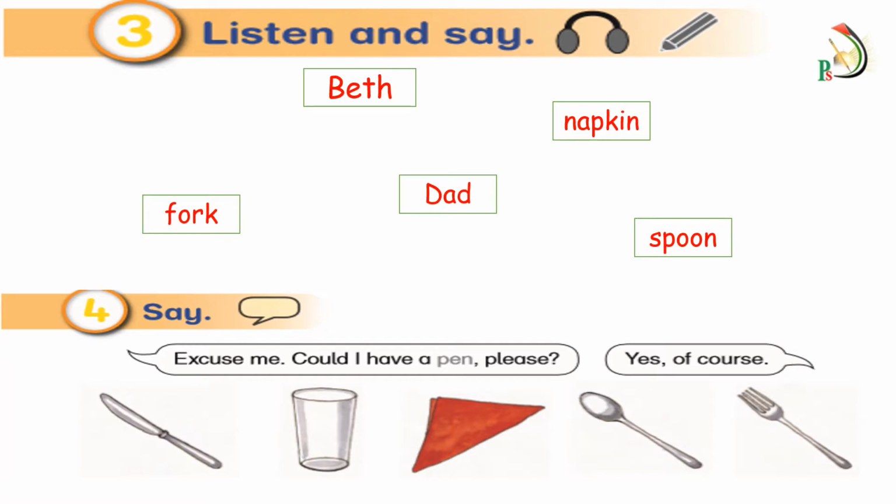Excuse me, could I have a napkin, please? Excuse me, could I have a spoon, please? This is how we can ask for something at the restaurant. So please, in this exercise, imagine that you are at the restaurant and ask for something.